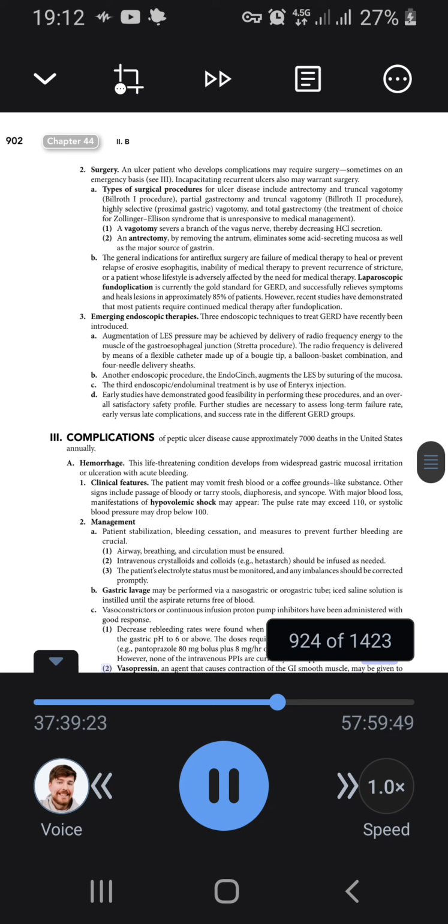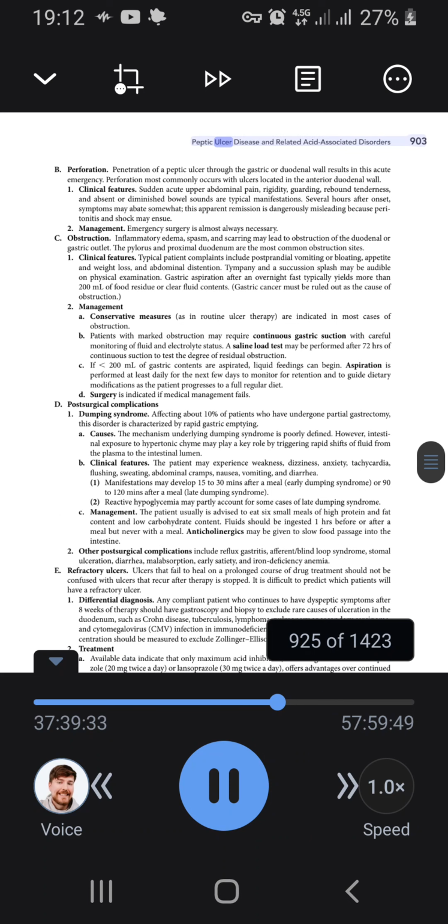2. Vasopressin, an agent that causes contraction of the GI smooth muscle, may be given to constrict vessels and control bleeding, but only in patients with hemorrhagic gastritis. D. Emergency surgery usually is indicated if the patient does not respond to medical management.